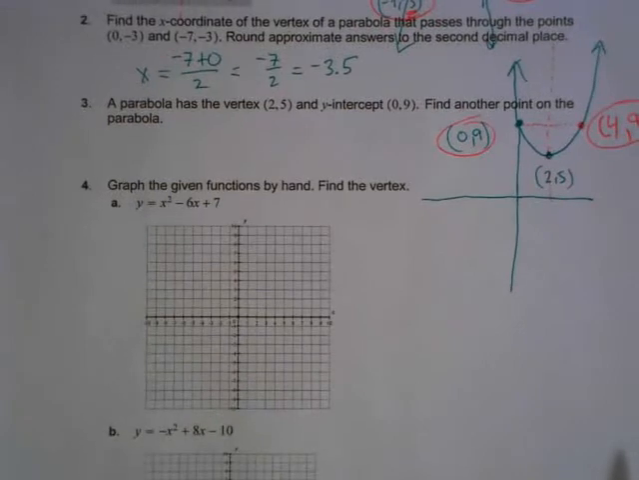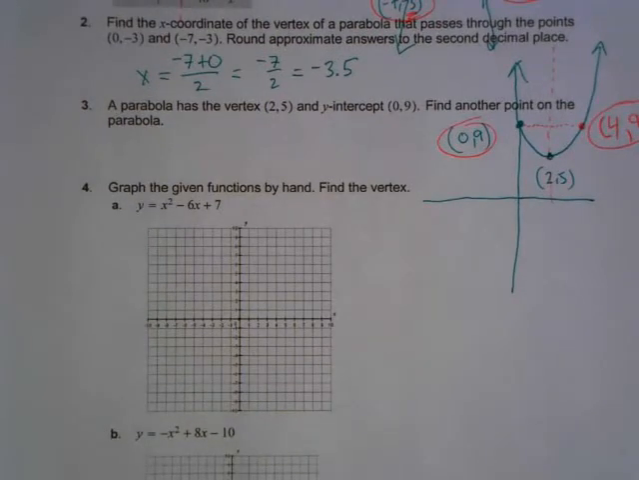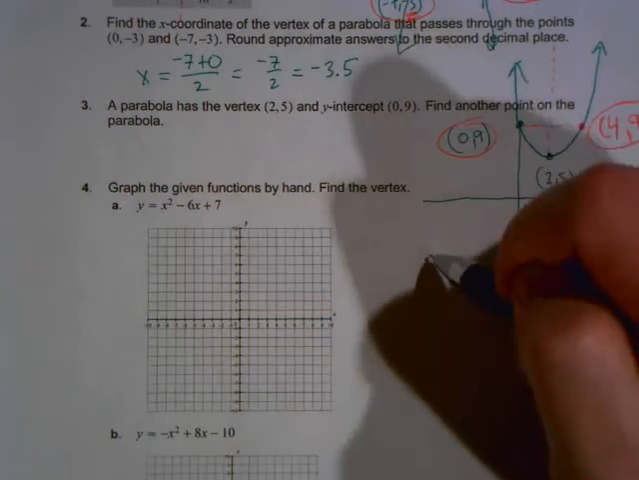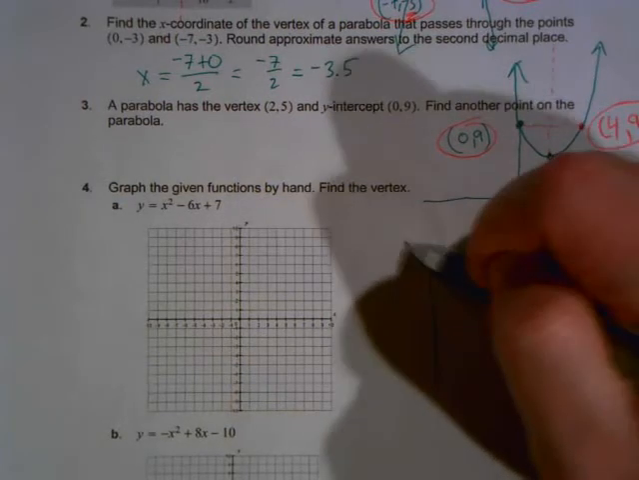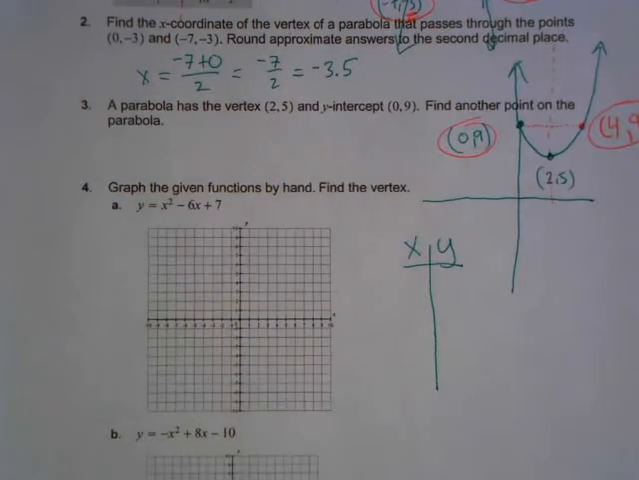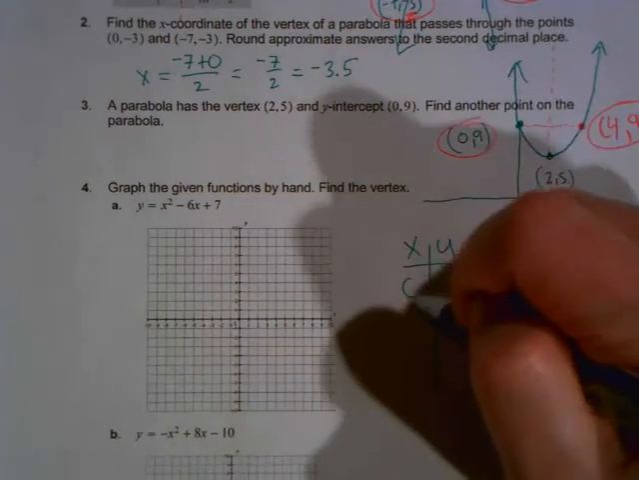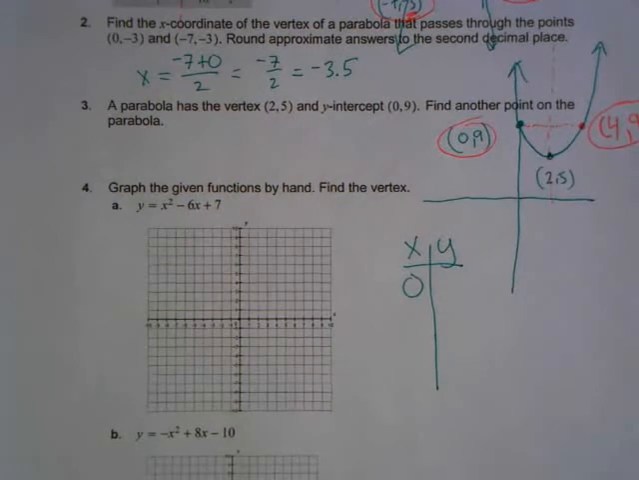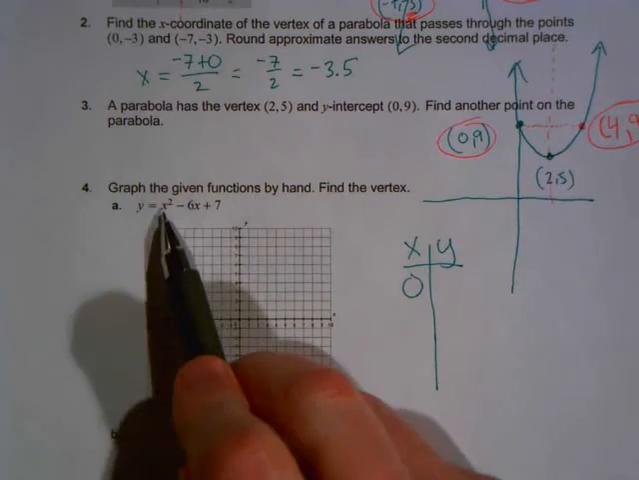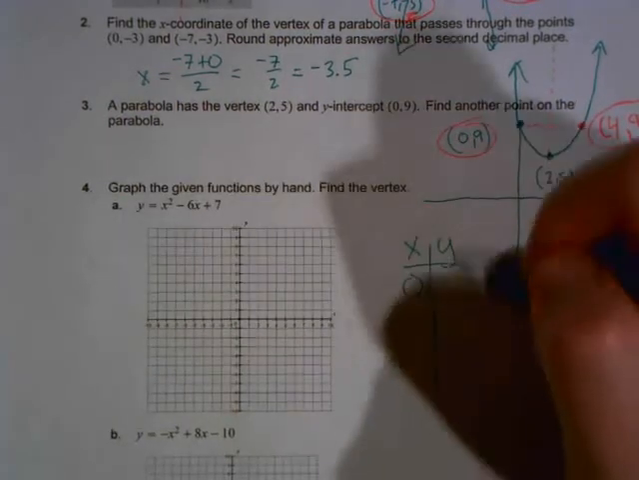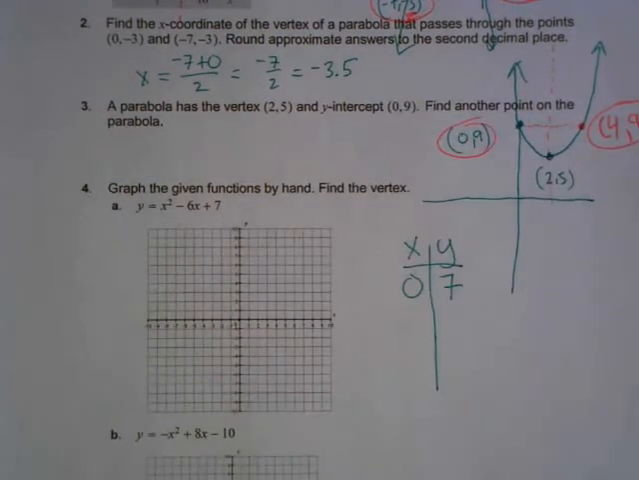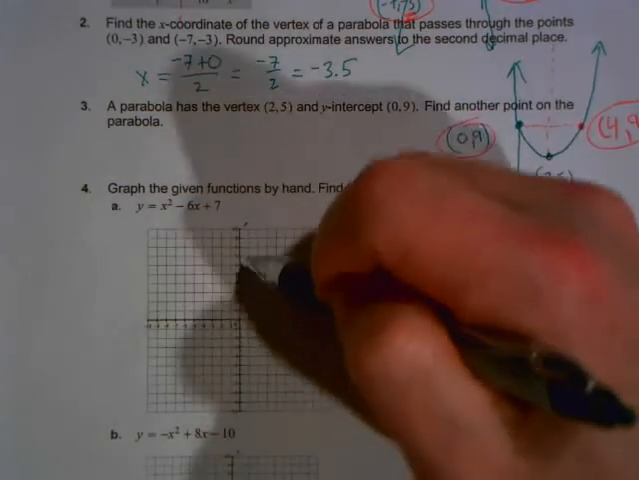Number 4 says, graph the given functions by hand. Find the vertex. Here's what we're going to do. We're going to build ourselves a little table. We're going to find the y-intercept. Finding the y-intercept is one of our favorite things in the world to do because it's usually very, very easy. We plug 0 in for x. When we plug 0 in for x, we get 0 minus 0 plus 7. That's 7. So far, I know I have 0, 7. That's right there.